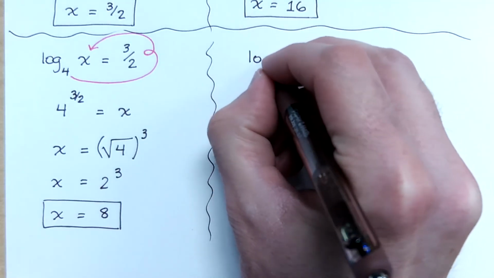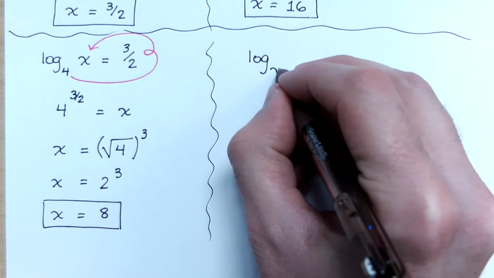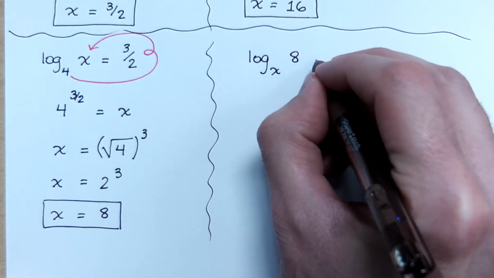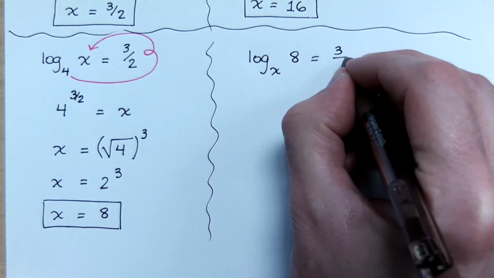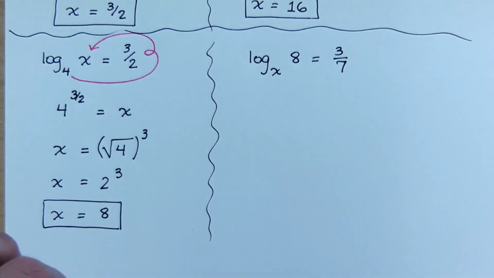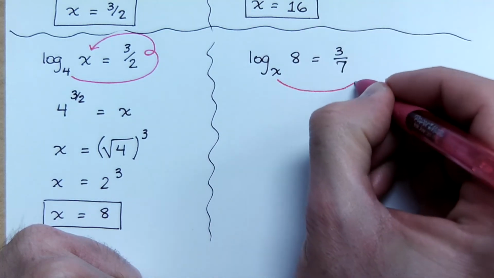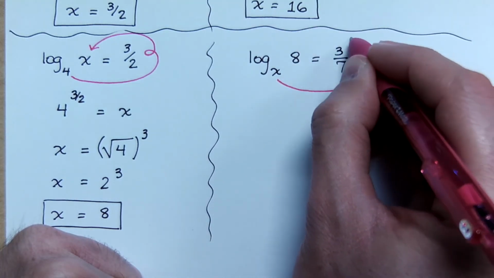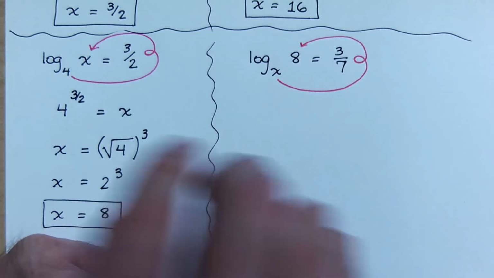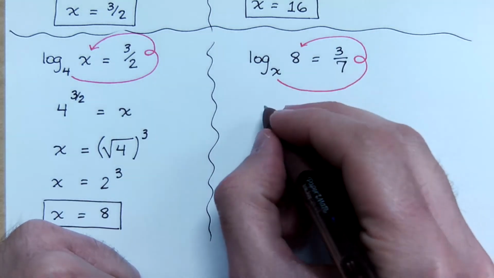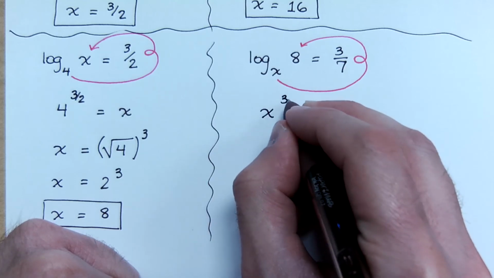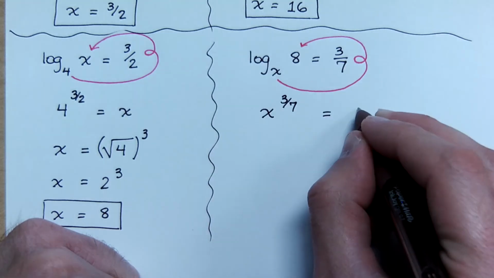If I do log base x of 8 equals 3 over 7. Oh, excuse me, 3 over 7. Words are hard. So your base is x. Always start with your base. X to the 3 over 7, that's your power, is going to equal the result 8. So x to the 3/7 equals 8.